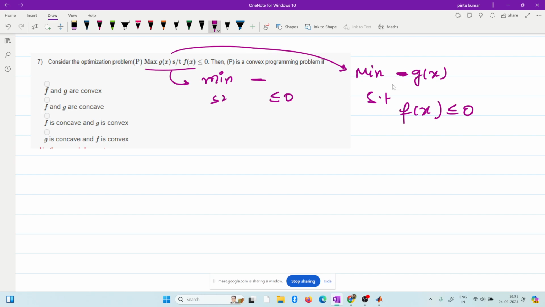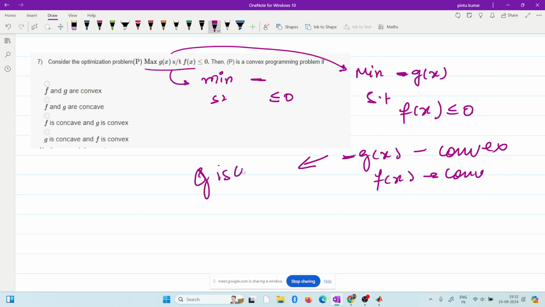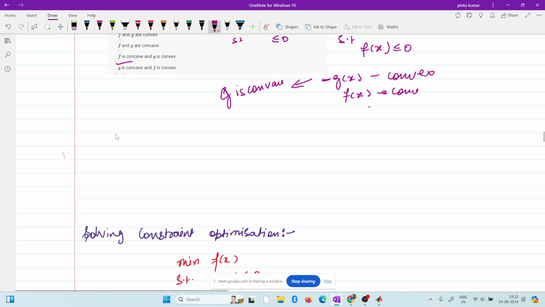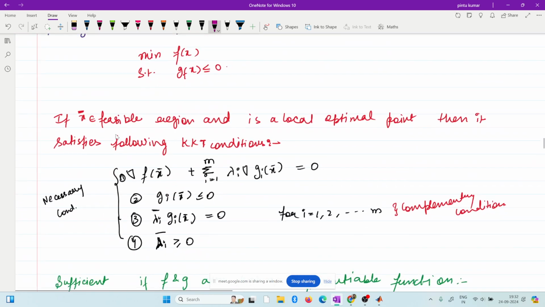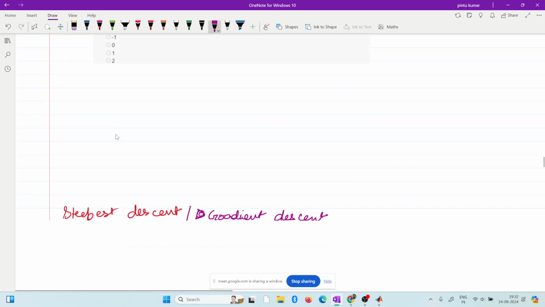So what is the condition for this being convex? We want minus g of x to be convex, and we want f of x to be convex. Minus g of x being convex is the same as saying g is concave, and f is convex. So g is concave and f is convex, that is the correct answer. Okay. So any doubt before I move ahead?